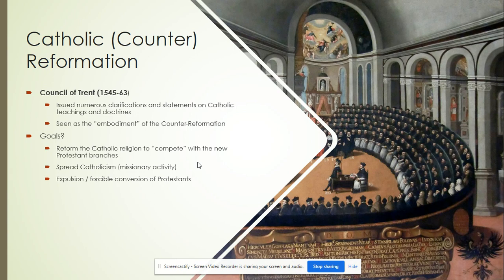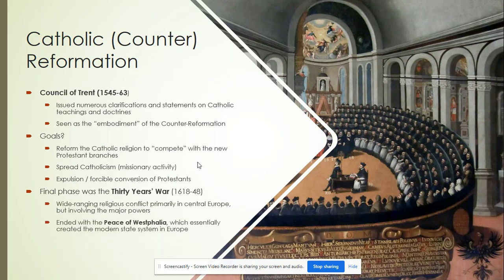As I mentioned, though, we shouldn't just view the Catholic Reformation as this inward moment where the Catholic clergy and the Catholic hierarchy is saying, oh man, we really screwed up. We need to change some things. Maybe these Protestants have a point. No, it's more about trying to destroy Protestantism from within and without. So the expulsion and forcible conversion of Protestants is still very much a part of the Catholic Reformation.